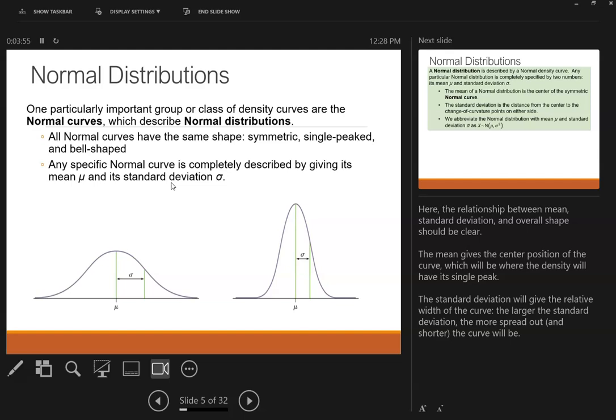The next thing we'll talk about is measures of spread, specifically the standard deviation. One special type of probability curves or density curves are these normal curves that correspond to a normal distribution. Some facts about a normal distribution. All these normal curves have the same shape. They're all going to be this bell shape, symmetric, single-peaked curves. And specifically, I can define any normal curve just with two numbers. I need to know the mean and I need to know the standard deviation. Using just those two numbers, I can construct any normal curve.